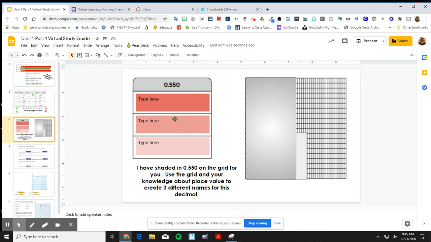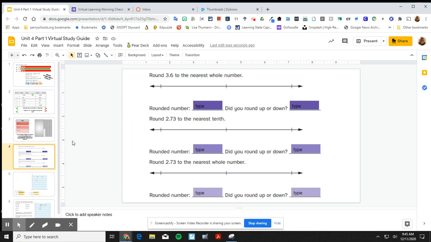Your job now is to make 3 more names. Okay, so think about what's another decimal that is equivalent to 550 thousandths. Maybe there's an addition problem that creates 550 thousandths. Maybe an expanded form. Maybe word form. Maybe a fraction. So use that knowledge to fill that in.